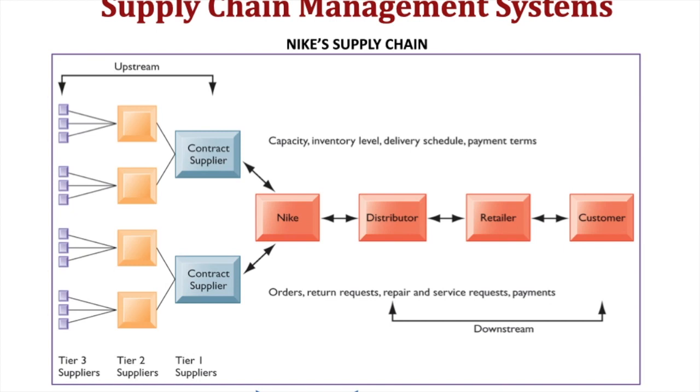This is the example that I use regarding one of the companies, the Nike supply chain. You can see that there is an upstream supply chain, and then the downstream supply chain, and then primary product flow, and then the primary cash flow.